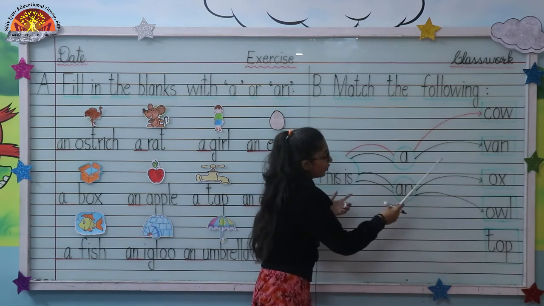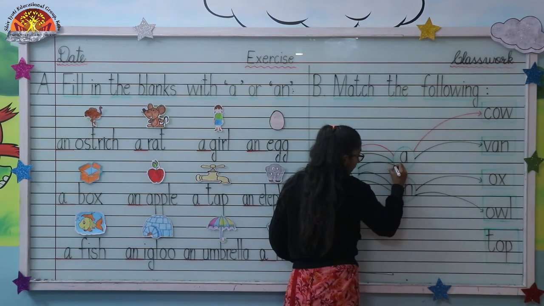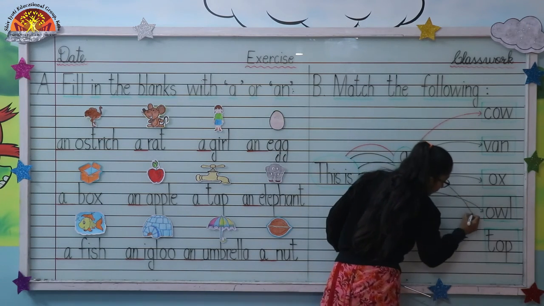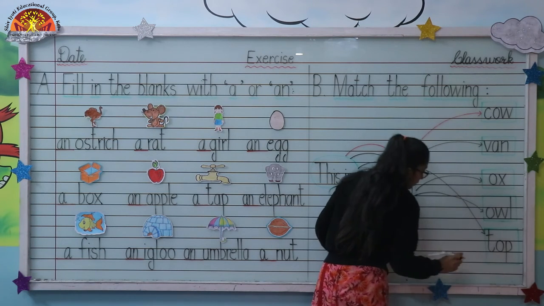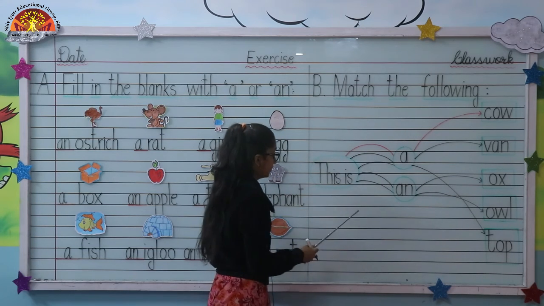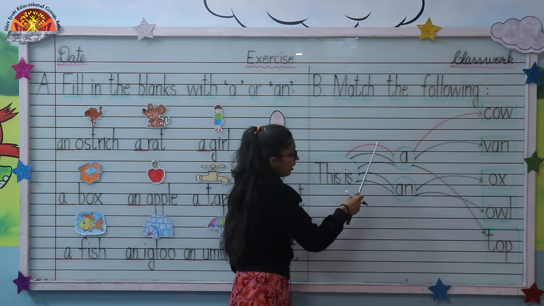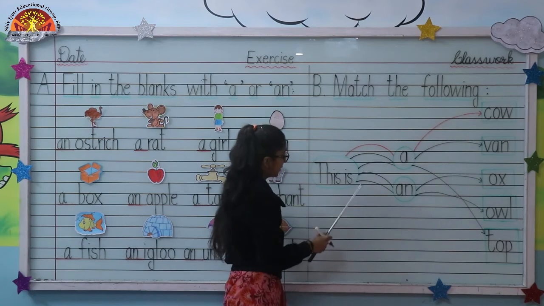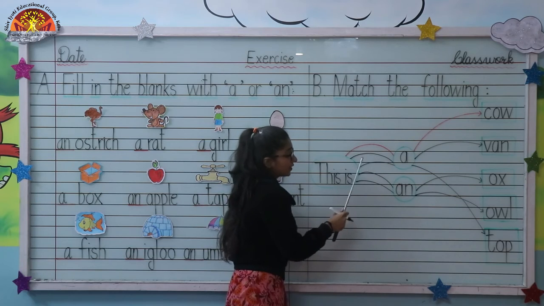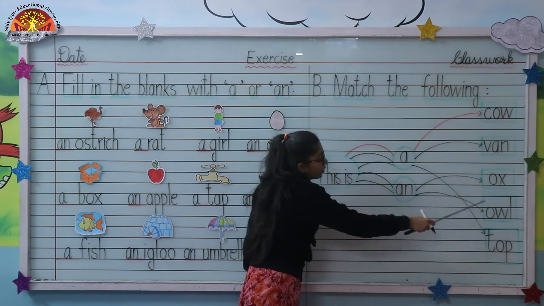Next, this is a top because again first letter of this word is a consonant. We use a before a consonant. So match. "This is" with a, then a with top. This is a top. Let's read all together. This is a cow. This is a van. Next, this is an ox. This is an owl. This is a top.